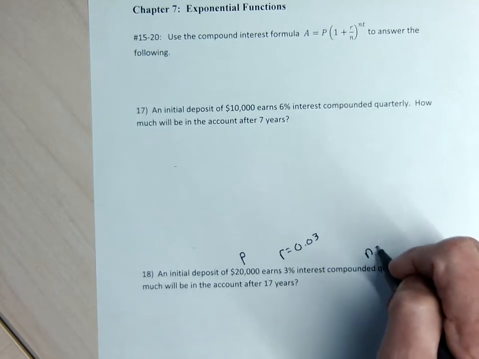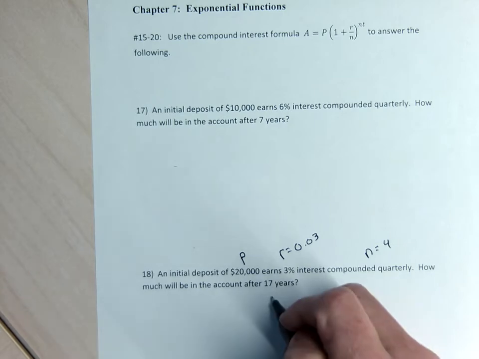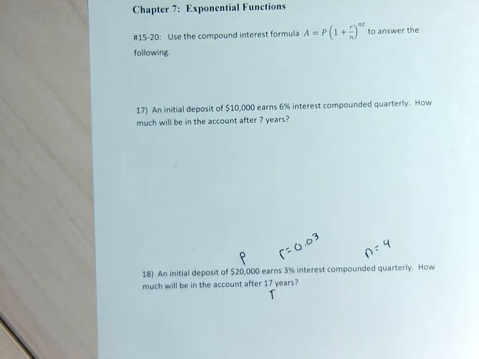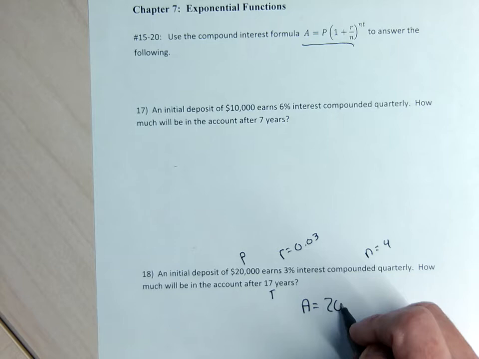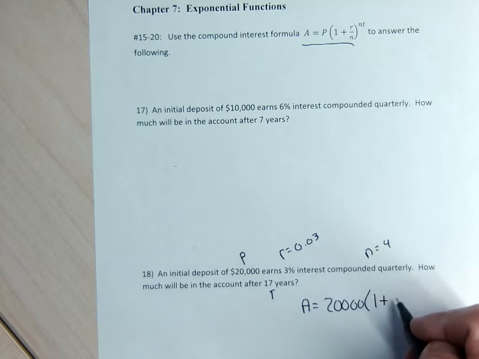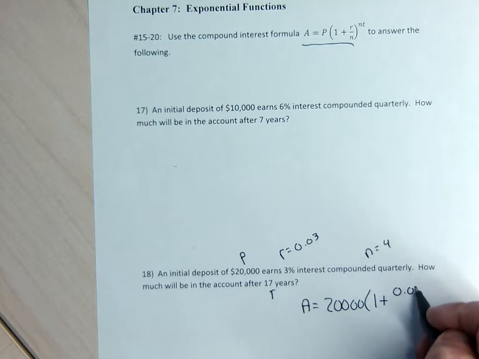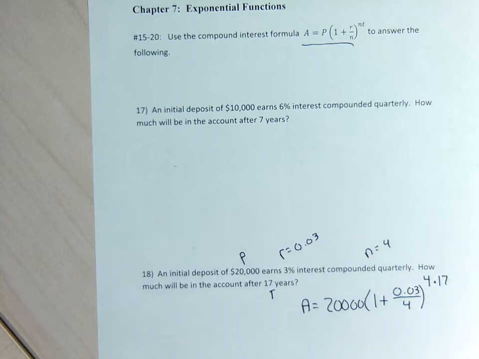There's 4 quarters in a year, so this interest is going to be paid. You're going to get 1/4 of a year of interest 4 times per year. How much will be in the account after 17 years? That's going to be my T. So I'm going to use this formula. The future amount of money I'm going to wind up with equals the starting amount of money, which is $20,000, times 1 plus the decimal version of the interest rate, which is 0.03, over how many times I'm getting interest each year, which is 4, to the n times t power. That's the numbers I'd shove into my formula.